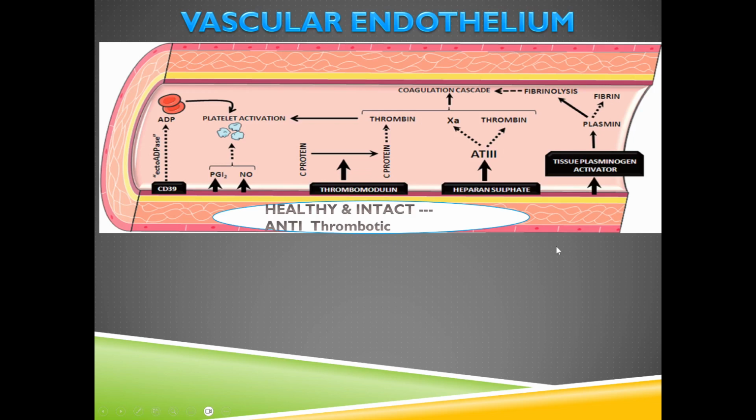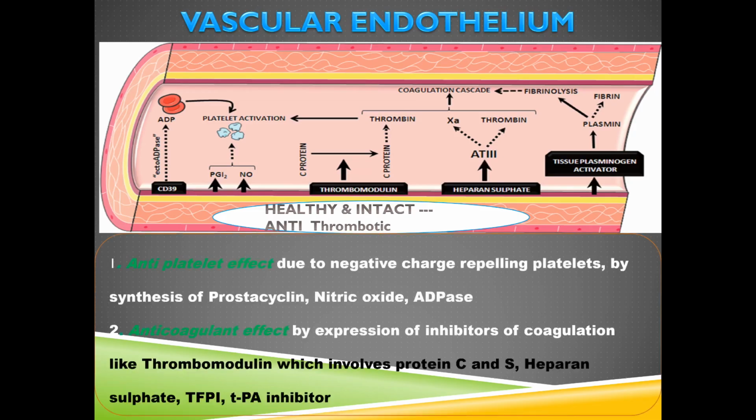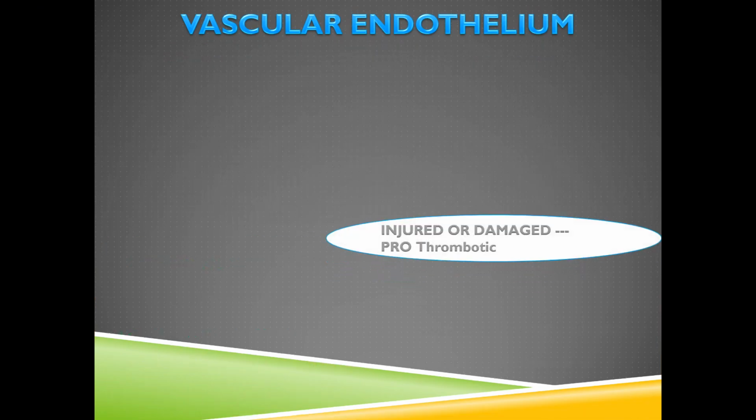All these things are antithrombotic. And of course, among the coagulation factors, you have protein C and S, and the inhibitor of tissue plasminogen activator. All these things are the antithrombotic agents which keep the blood in a liquid phase without forming an intravascular thrombus or clot. When you develop an injury or damage, then the prothrombotic or coagulation factors come into play.